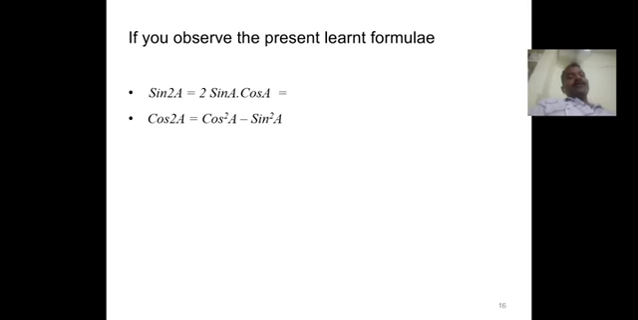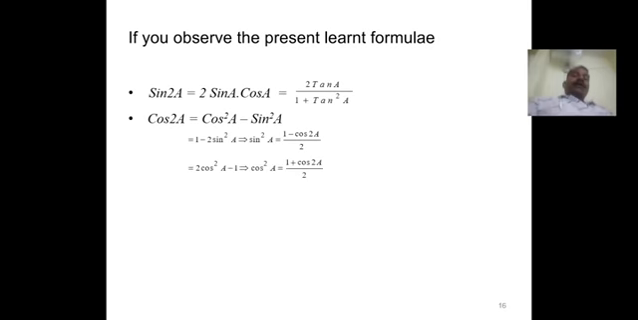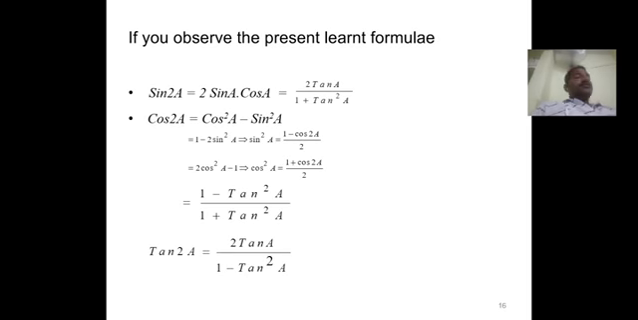I repeat once again. Sine 2a is 2 sine a cos a. Cos 2a is cos square a minus sine square a. That is 2 tan a by 1 plus tan square a. This is 1 minus 2 sine square a, from the relation sine square a is 1 minus cos 2a by 2. And 2 cos square a minus 1, from this relation you can write cos square a equal to 1 plus cos 2a by 2. In terms of tan, 1 minus tan square a by 1 plus tan square a. And tan 2a is 2 tan a by 1 minus tan square a.